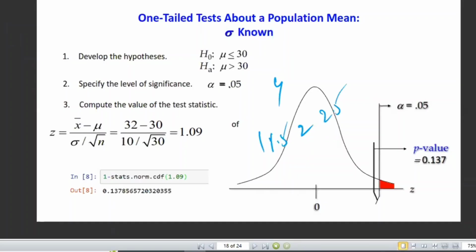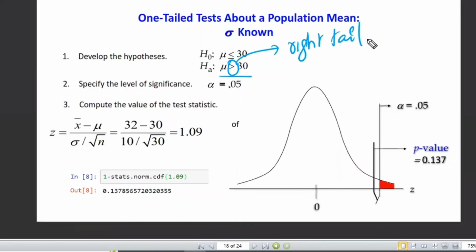When are you going to reject? When it is greater than 30. Greater than symbol means it is a right tail test. Right side rejection will be there. So you want the right side area. How to calculate the right side area from the Z table? 1 minus. Exactly. 1 minus 0.86214, and I will get 0.137.